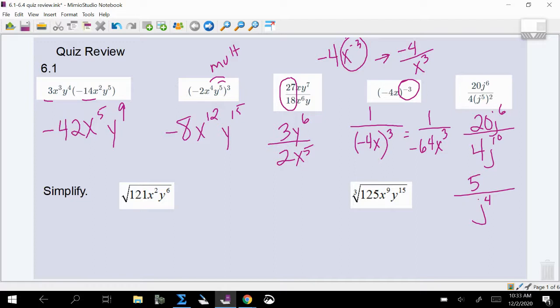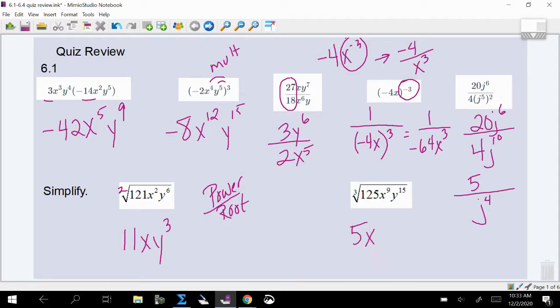Next thing that we did in 6-1 is we looked at ones that perfectly worked out with radicals. So this was before we got to the ones where we had to do a lot of factor trees. Square root of 121 is 11. And then for the rest of it, I'm going to do the power divided by the root. So the power is x squared. The root is 2. So 2 divided by 2, I just get x to the 1st. And then 6 divided by 2, I get y to the 3rd. So these worked out perfectly in the first section. Cube root of 125 is 5.